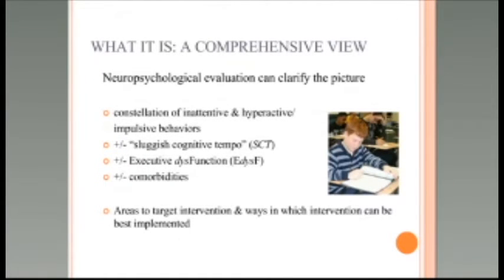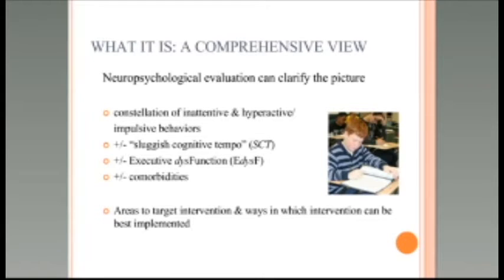Important to think about what ADHD is. ADHD is a comprehensive disorder, and we'll speak about that. And neuropsychological evaluation can help clarify the picture. So this is a constellation of inattentive and/or hyperactive impulsive behaviors as described. Commonly, these individuals may also demonstrate a pattern of slower cognitive processing, or what's called sluggish cognitive tempo, or SCT. This is more common in children with the inattentive only type of ADHD, but also can be misinterpreted as language or difficulty understanding, as children can simply be very slow to respond.